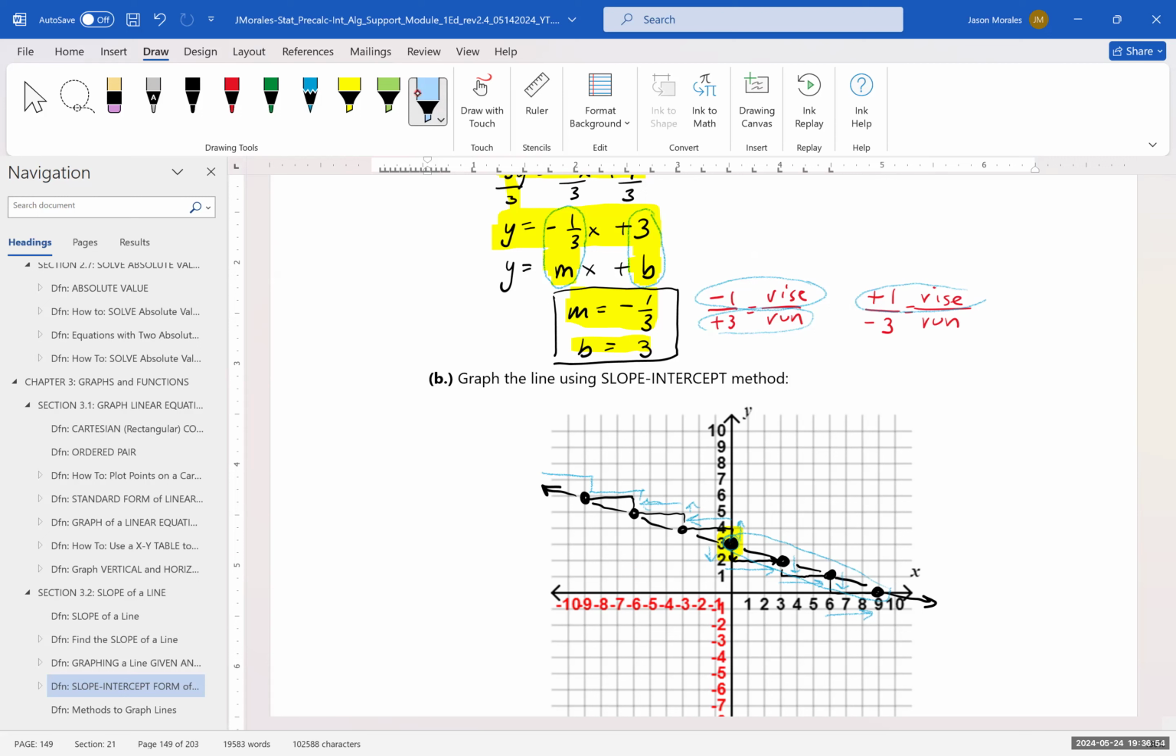Now, in actuality, all you need are 2 points to graph a line. So this was severe overkill doing all of these points, but in fact, all we needed were 2. And then we could have drawn the line from that.